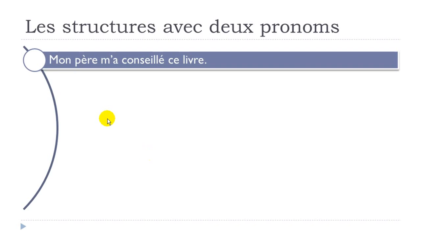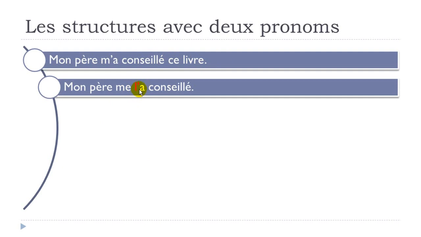First you've got avoir, then you've got the participe passé. Okay, so mon père m'a conseillé ce livre. Same thing, we don't want to use ce livre again, so we put the pronoun. If you look carefully, you have mon père me first, then you should have le here because it's the masculine form, but then you've got a vowel after, so it needs to go away, so you get l apostrophe. Mon père me l'a conseillé.